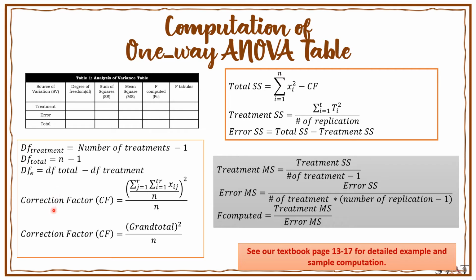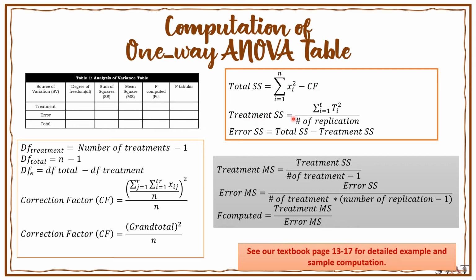The first one that you should compute is the correction factor. The correction factor is equal to the grand total, the total of all the data values that you have, squared, over your N, or your treatments times your replications. For example, if you have 4 treatments replicated 3 times, the total N is 4 times 3. Grand total, squared, divided by your N. And then the total sum of squares, total SS, is the summation of the squared values minus the correction factor.